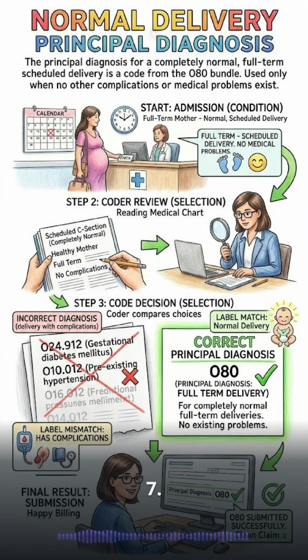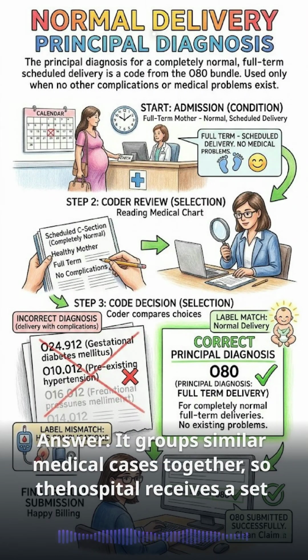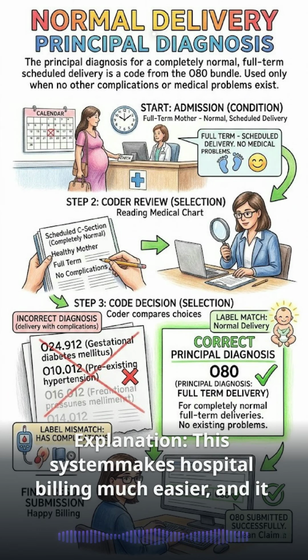7. What is the main purpose of the diagnosis-related group system used by Medicare and other health insurances? It groups similar medical cases together, so the hospital receives a set payment for that specific hospital stay. This system makes hospital billing much easier, and it prevents overcharging for common procedures and medical treatments.